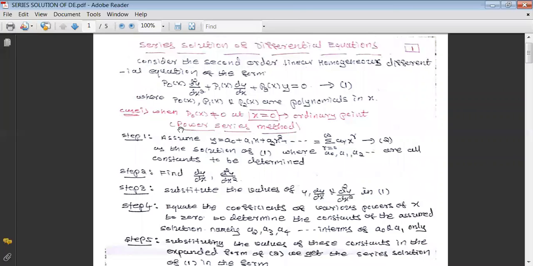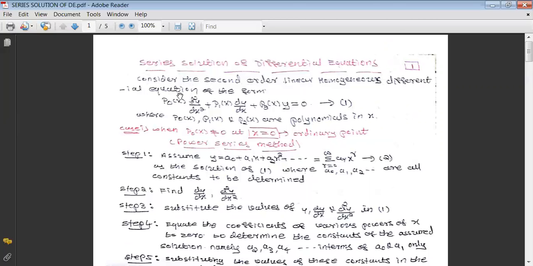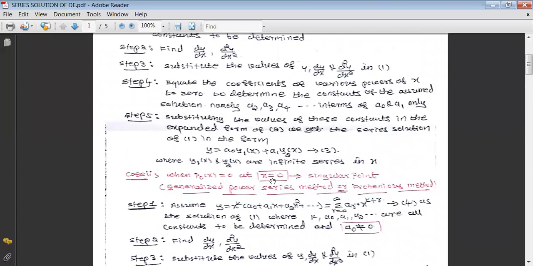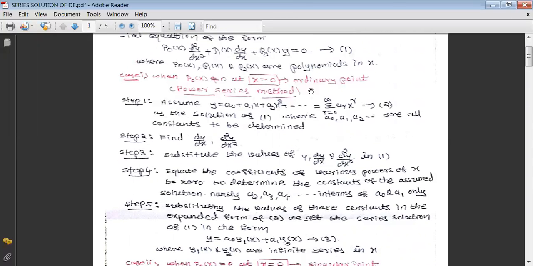We have to keep in mind when to apply the power series method. Whenever the value of p0(x) is not equal to 0 at x equal to 0, only then do we apply the power series method, and this point x equal to 0 is called an ordinary point. Let us discuss the other case, that is, the value of p0(x) becomes 0 at x equal to 0. In this case, x equal to 0 is called a singular point of equation 1.